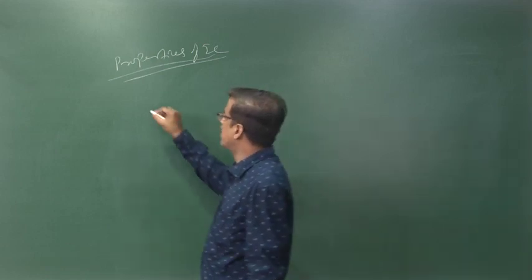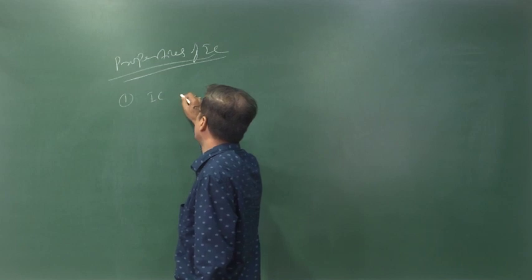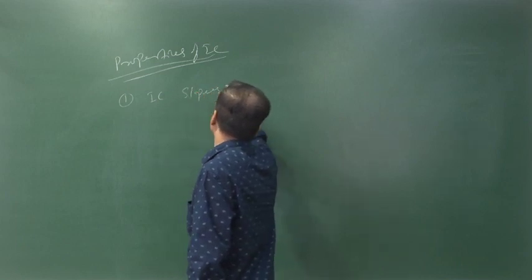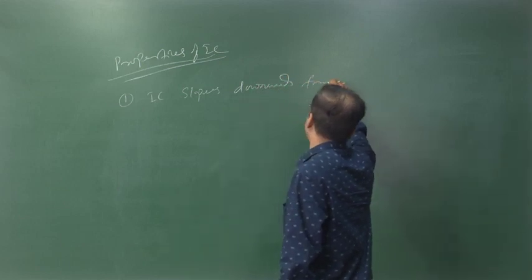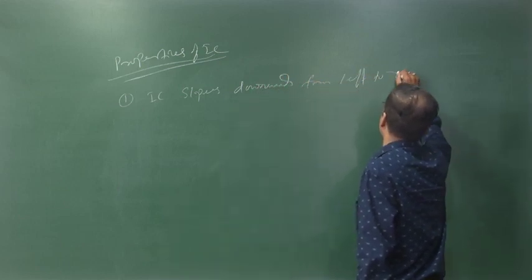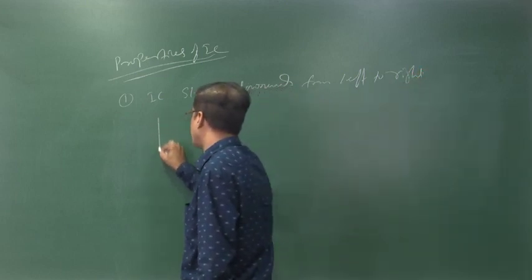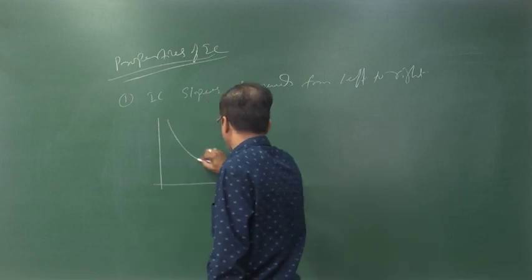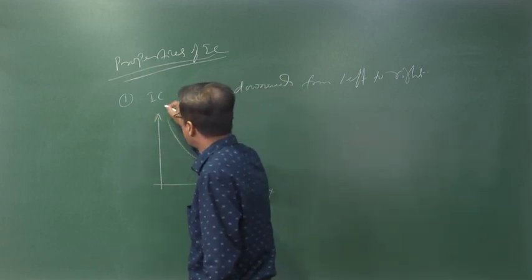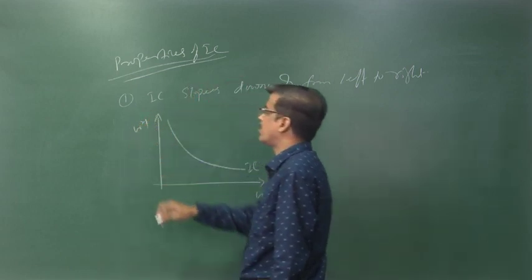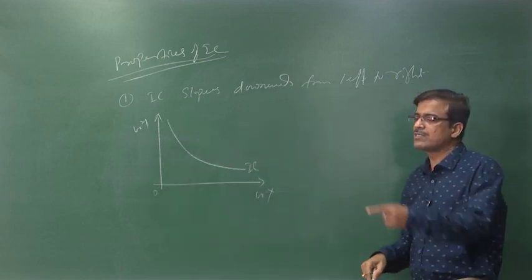The indifference curve always slopes downward from left to right. Always, the indifference curve has to be downward sloping like this. This is the indifference curve, this is good x, this is good y, or you can take mango and fish. It always looks like this, it is always downward sloping.